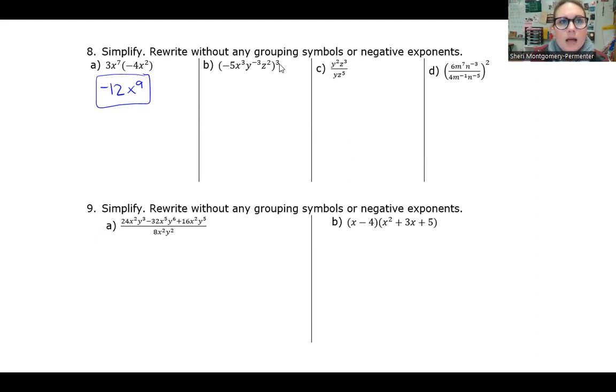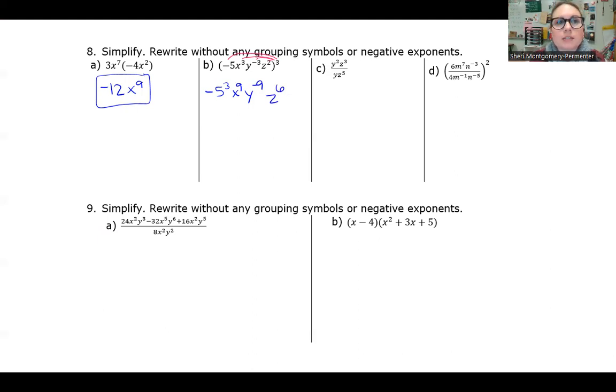For the next problem, I need to distribute the exponent of 3 to everything. As I do that, I'm going to rewrite all the pieces. I'm going to get -5 to the 3rd power. X, when I have something raised to a power, I multiply. So 3 times 3 is 9. 3 times -3 is -9. Z, 2 times 3 is 6.